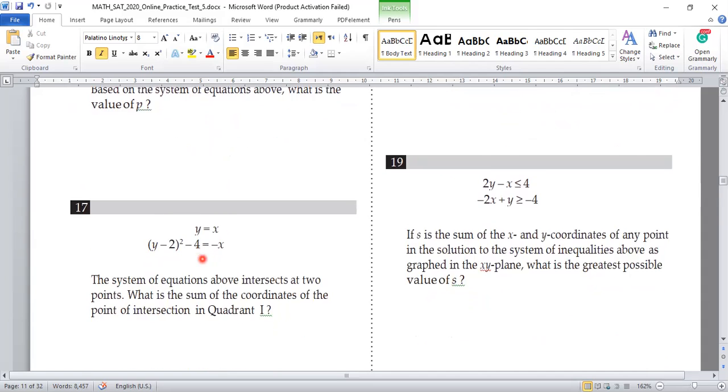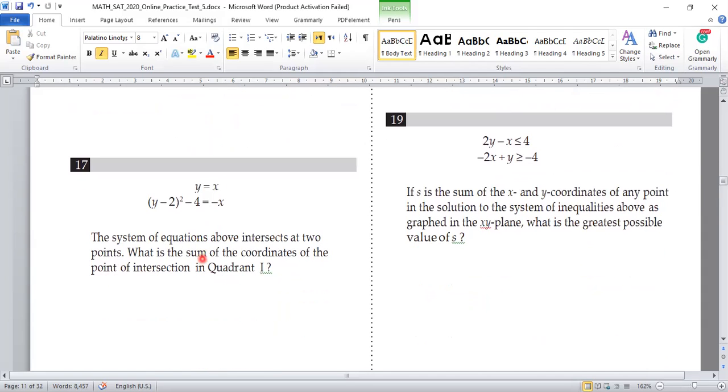We are moving to the 19th question. So this is 2y minus x is less than or equal to 4. And the second inequality is minus 2x plus y is greater than or equal to minus 4. If S is the sum of the x and y coordinates of any point in the solution to the system of inequalities above as graphed in the xy plane, what is the greatest possible value of S?